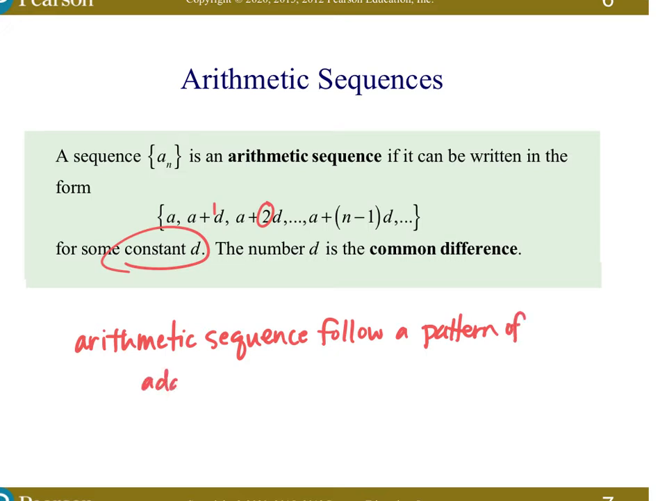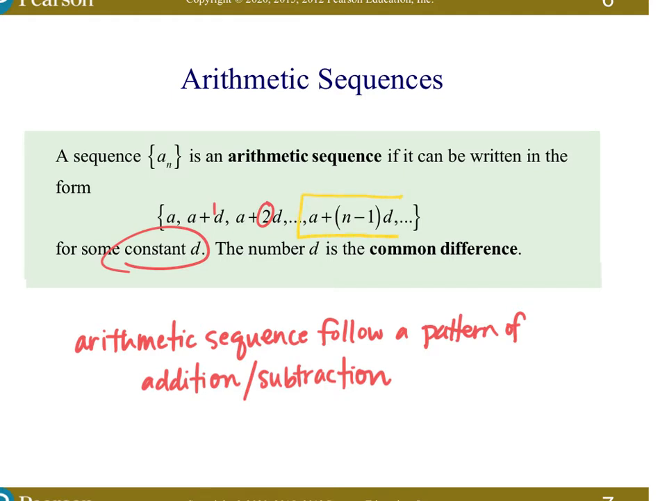Now that is not to say that subtraction is not arithmetic. Subtraction is also arithmetic because subtraction is simply adding a negative number. That's the definition of subtraction. And so subtraction would also fall under the category of an arithmetic sequence.